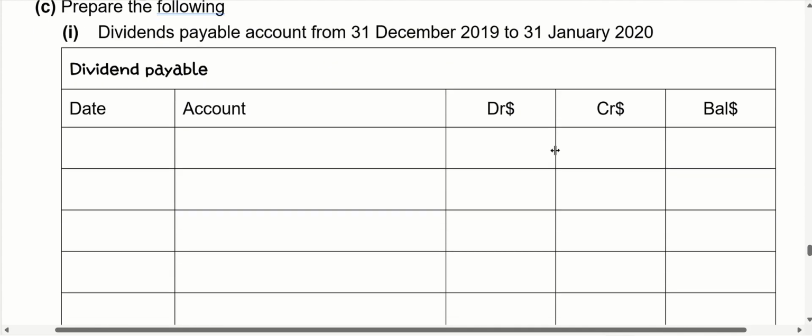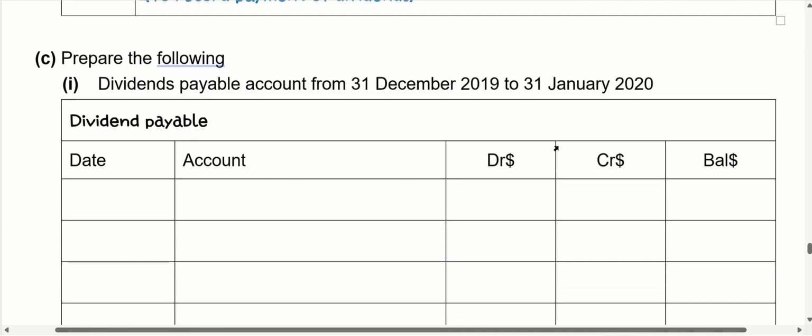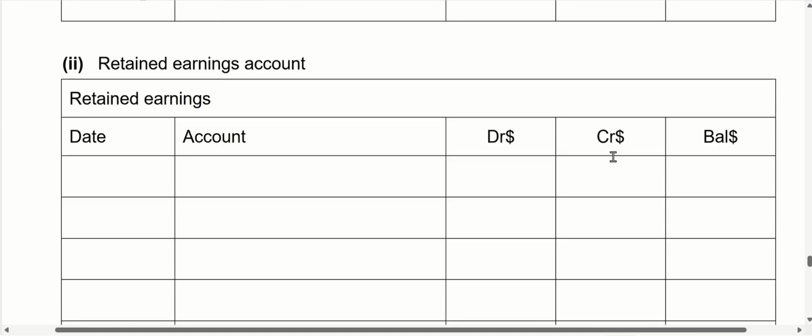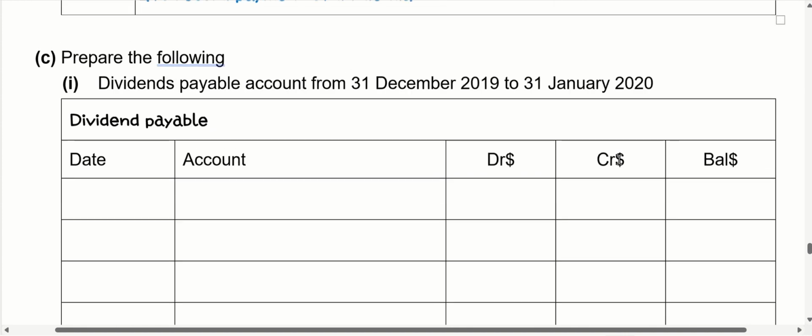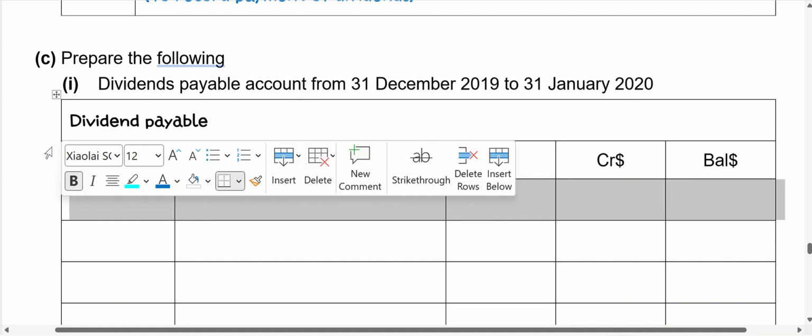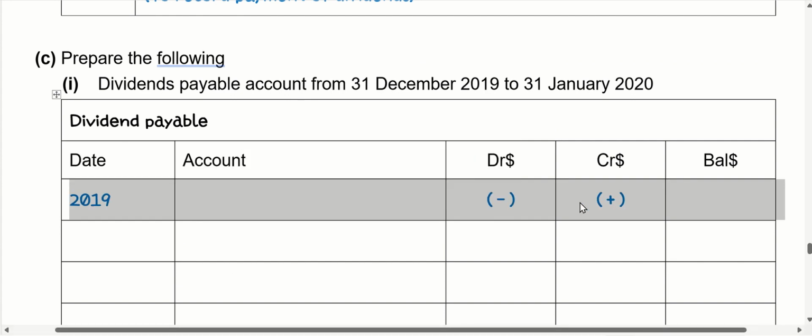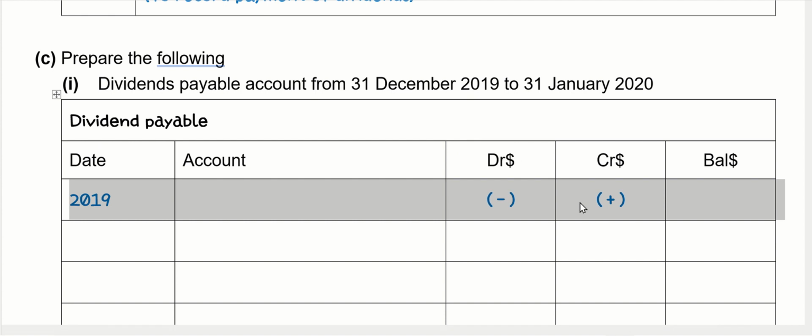Next, we are going to prepare some ledgers. The ledgers that we will prepare are the dividend payable account as well as the retained earnings account. All right, so dividend payable account. Firstly, what is the double entry, the accounting rule for dividend payable? It's a liability. So the accounting rule is minus plus. I will write the accounting rule under the debit and credit columns.